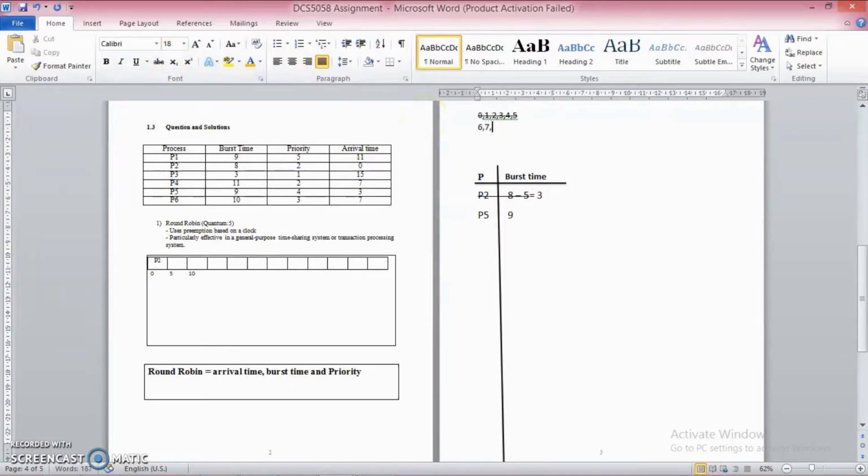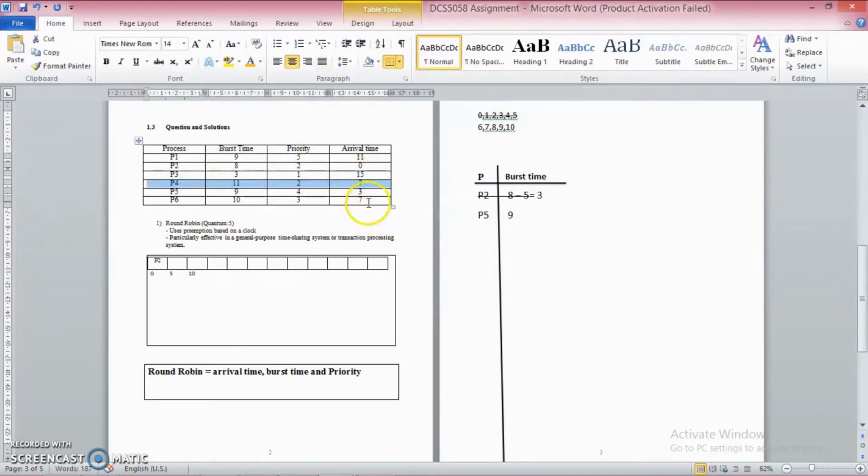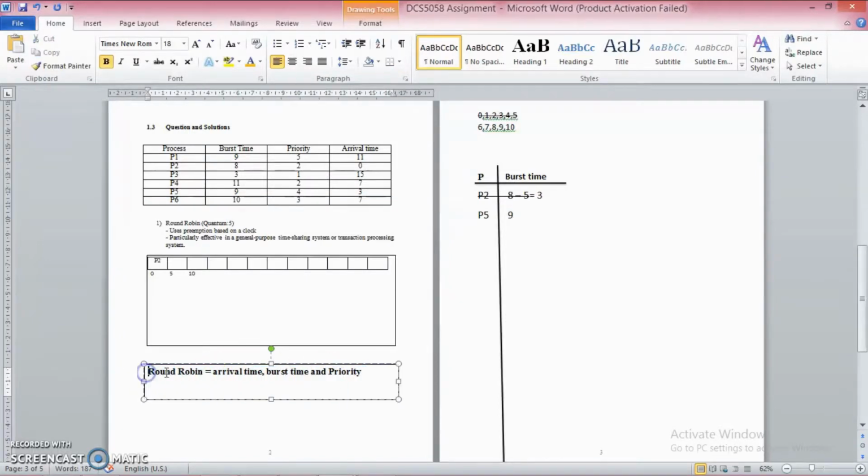6, 7, 8, 9, and also 10. Okay, is there any arrival time at 6? No. 7? Yes. But two processes have the same arrival time, which are P4 and P6. Okay, we have an instruction for round robin. If the arrival time is the same, we can look at the burst time.